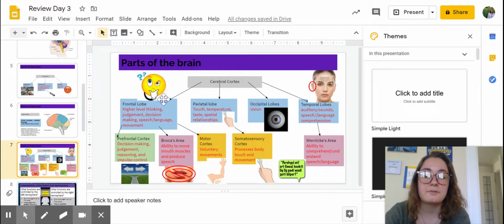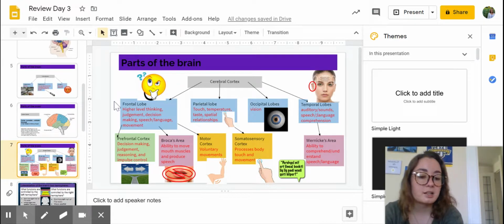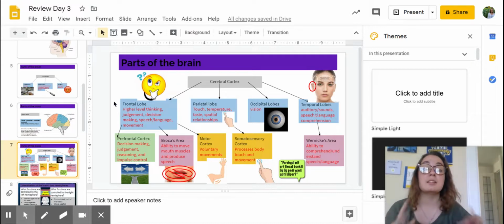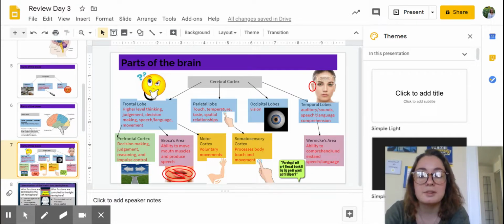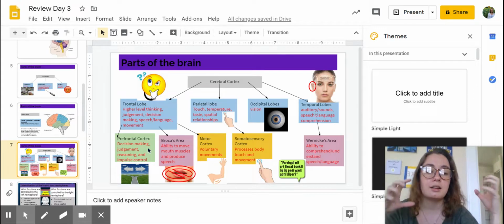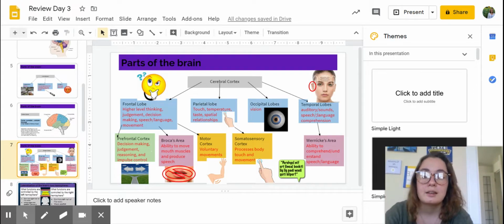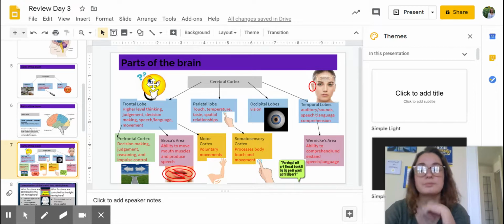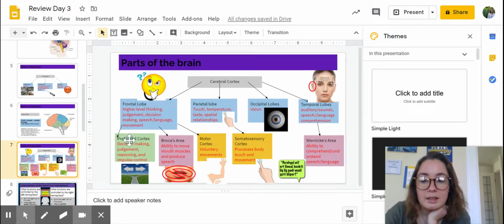We'll start with our 4 big main lobes. So up first, we have the frontal lobe. And this is the one where the more thinking, higher level of any of these lobes are going on. So frontal lobe, you can think higher level thinking, judgment, decision-making, speech, language, and movement. And that's a lot of functions, right? Because it's a big area and it contains smaller parts of the brain within that. So you can think thinking is the big thing here.